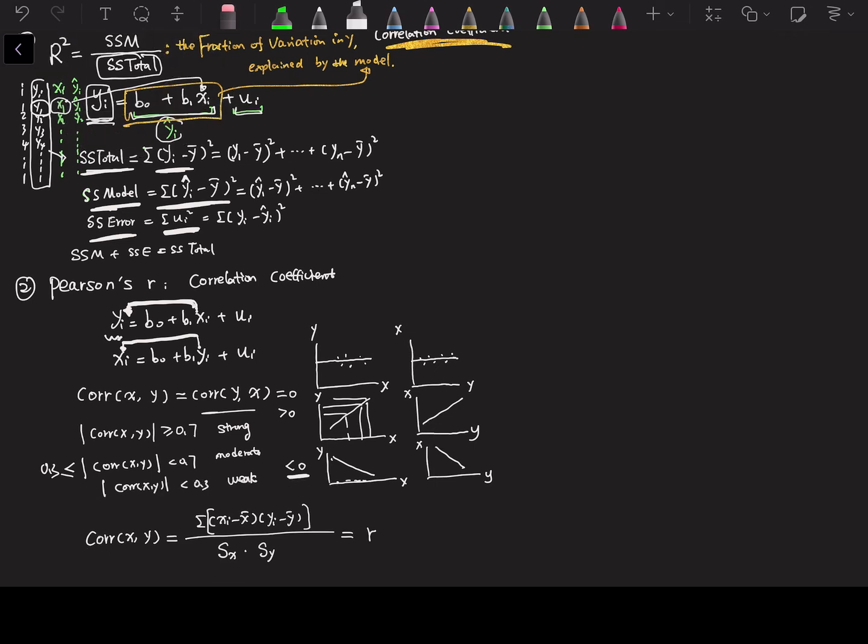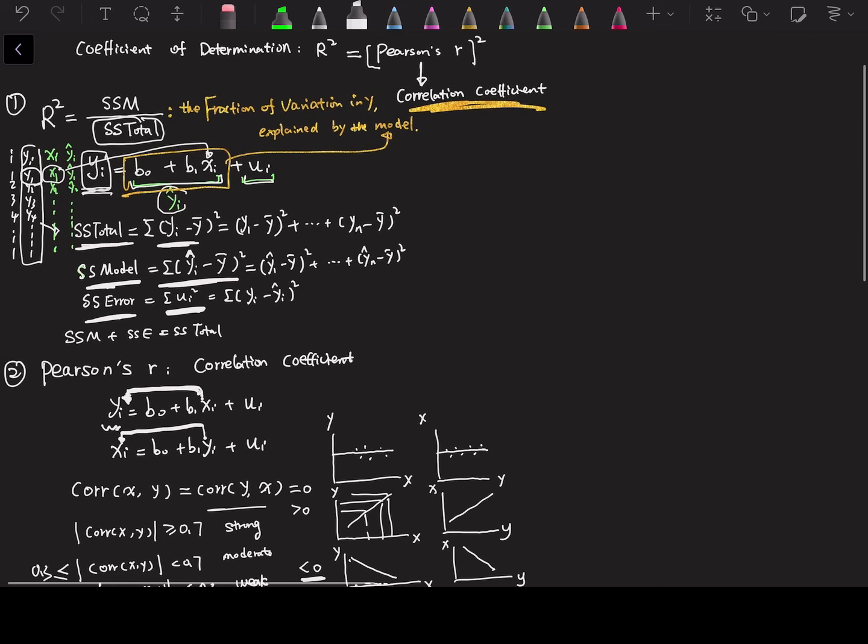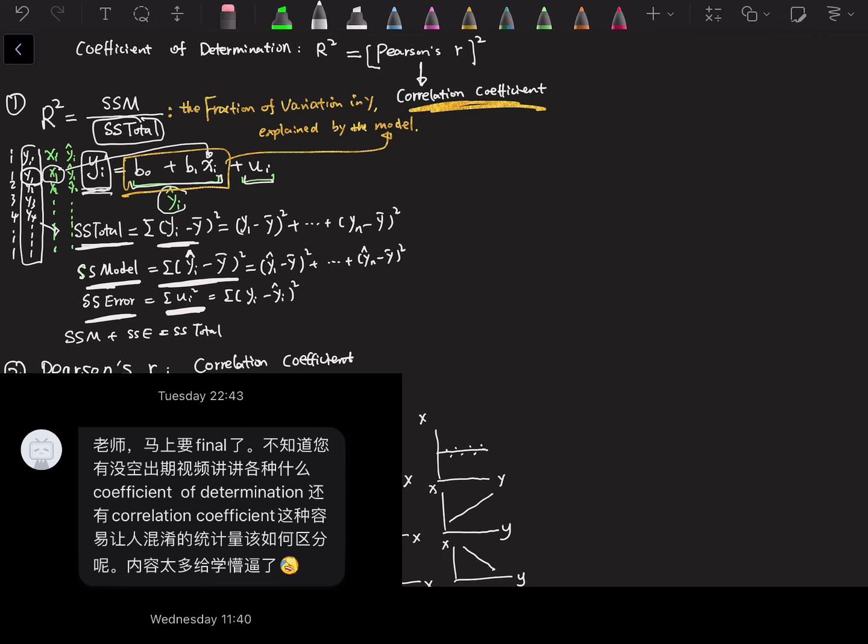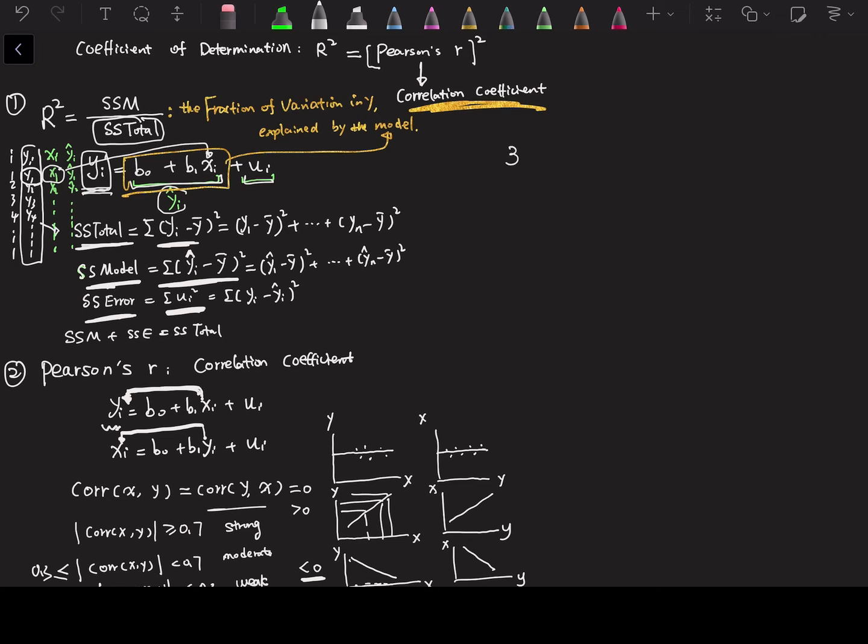Okay, and the third measure I want to mention today is not mentioned in that question. The question only asked me the relationship or the difference between coefficient of determination and correlation coefficient. I think there's one more measure that is also relevant here. So let me write here. The third one is regression coefficient.